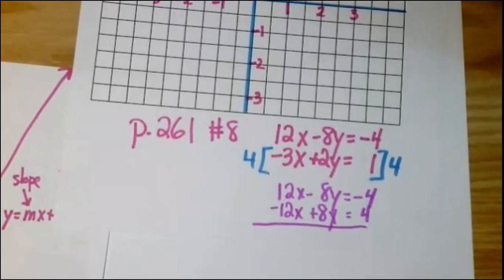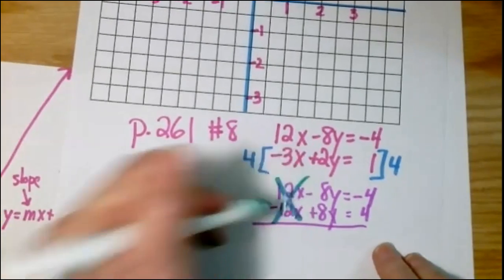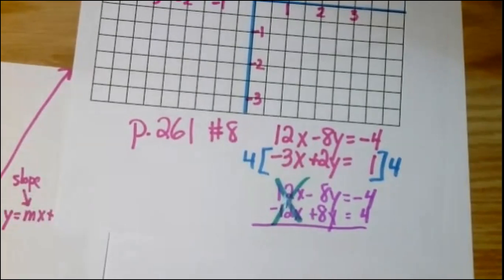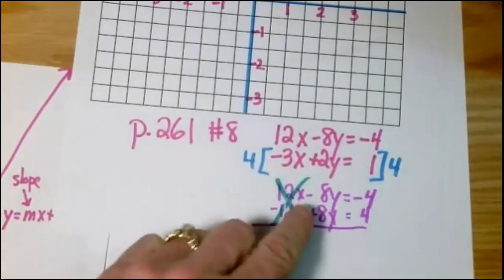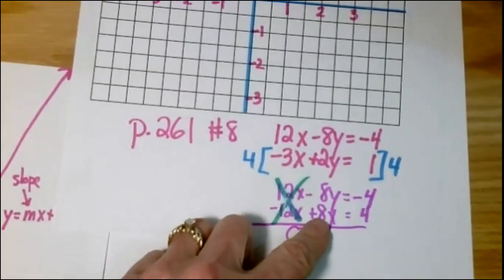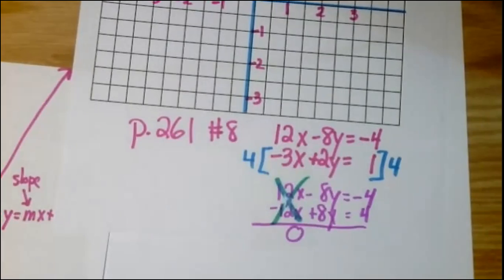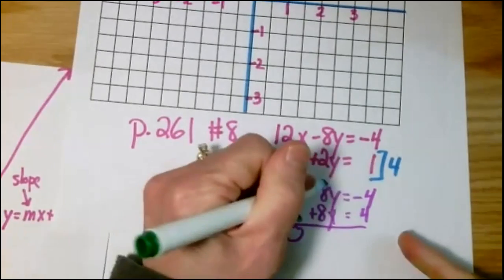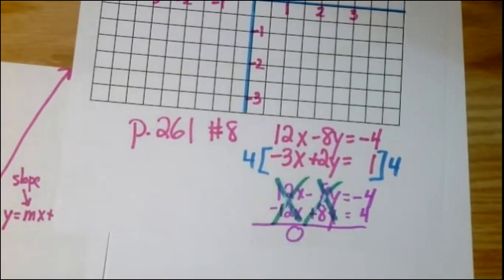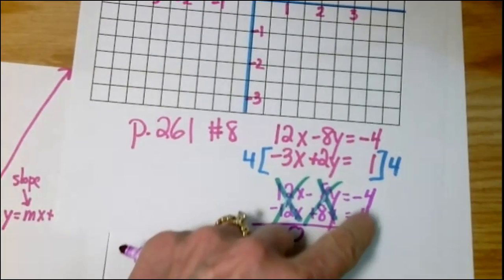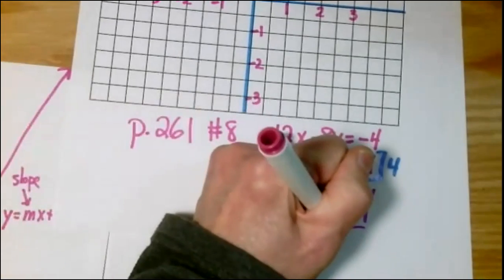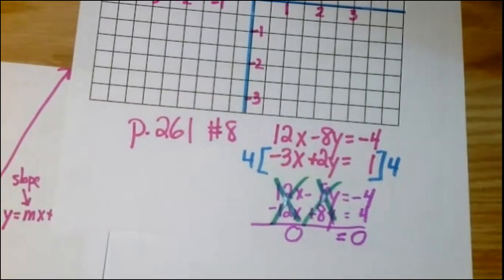Solving for that, these negative and positive 12s will cross off. I'll be left with 0, right? What about negative 8y and positive 8y? That will also be 0, won't it? So the whole thing is just plain old 0. And on the other side, I have negative 4 plus 4. That turns out to also be 0.